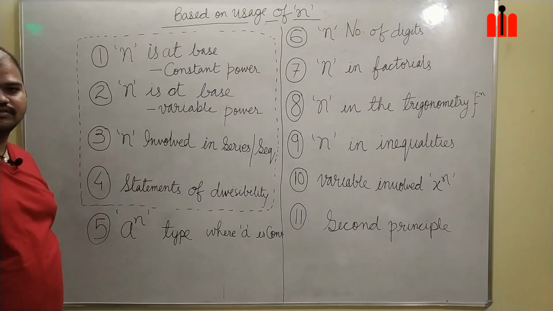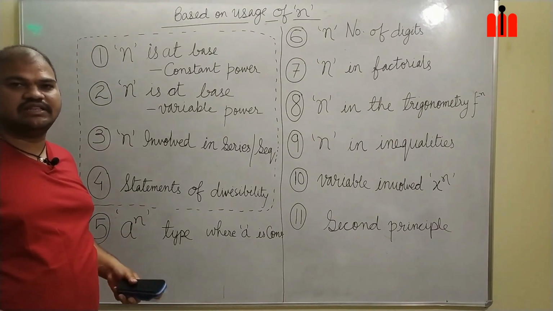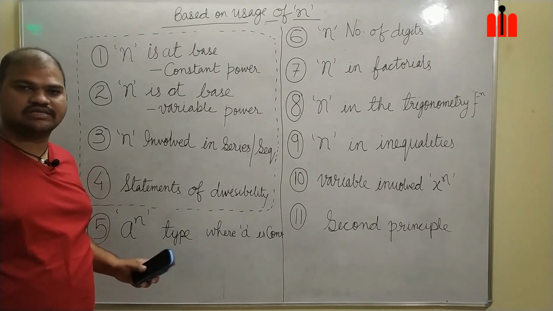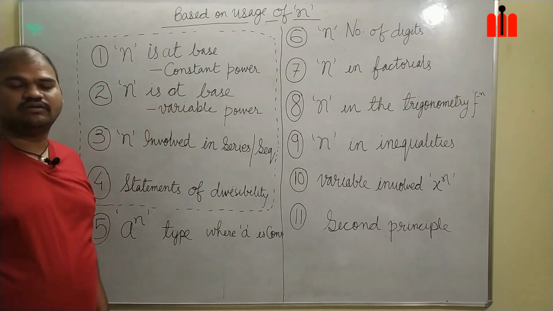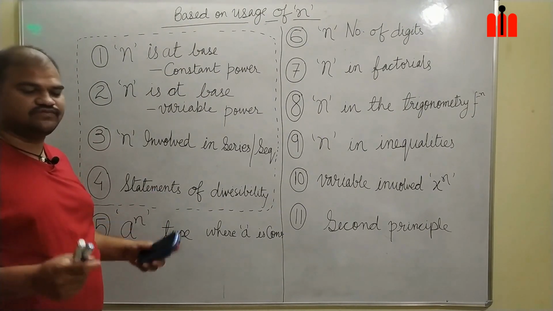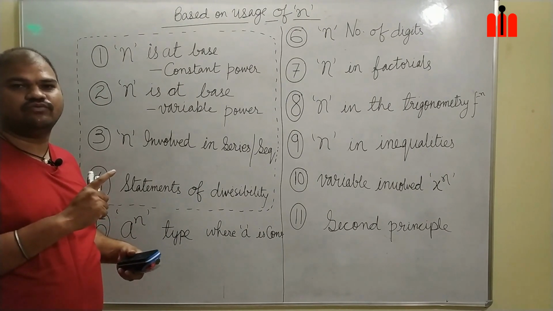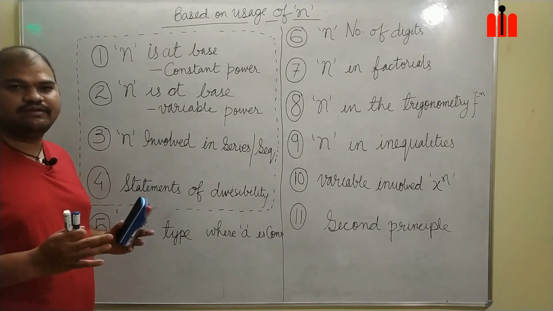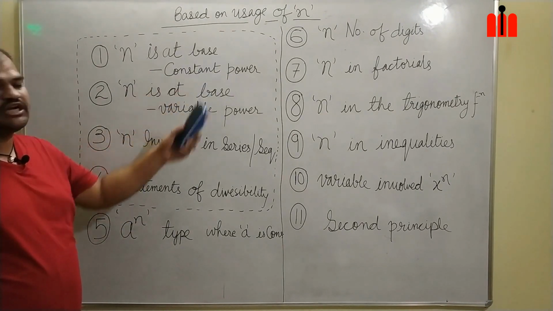n is at base. For any number, if it is represented in the form of 2 to the power of 3, suppose, then 2 is the base and 3 is the exponent. So when n is at the base and there is a constant power, like we discussed in the basic class, the problem of the sum of the first n natural numbers, what is the power of n? It is 1. So 1 to the power of 1, 2 to the power of 1, 3 to the power of 1, 4 to the power of 1. Like that, the entire sum has power 1. Such a type of problem is constant power because the power is not varying.